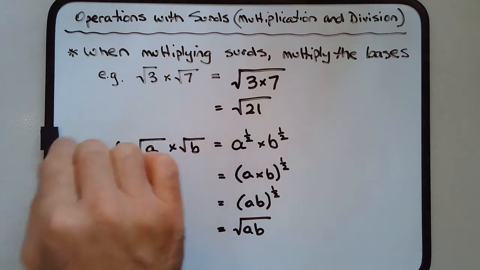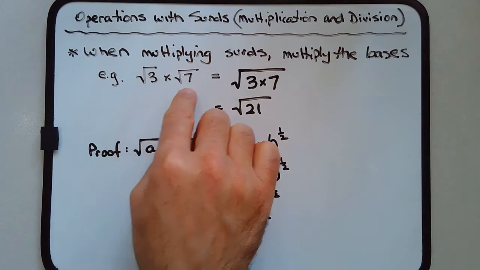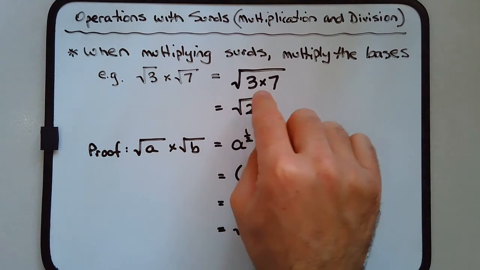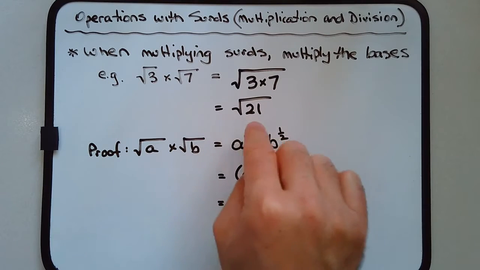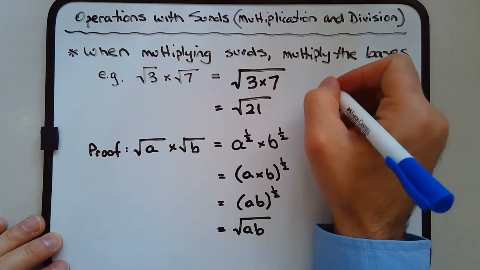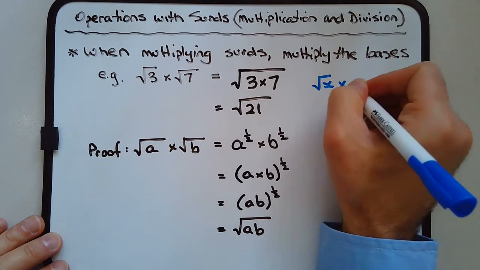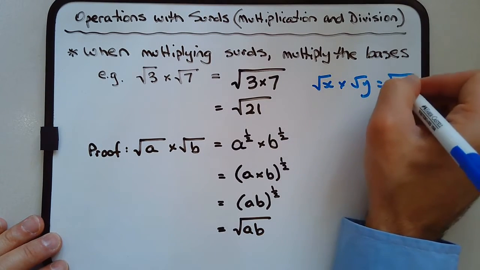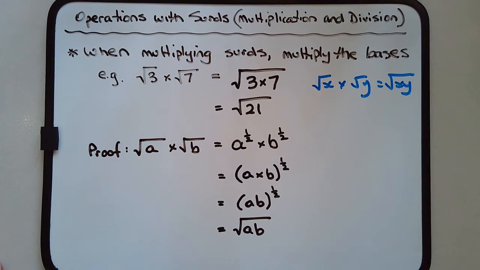As an example, square root of 3 times the square root of 7 is equal to the square root of 3 times 7, which is equal to the square root of 21. Now, we've seen this rule before. This is that rule that the square root of x times the square root of y is equal to the square root of xy. I'm just going to go through the proof again quickly.